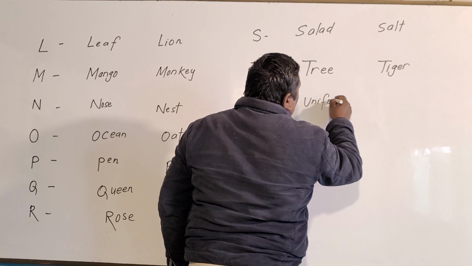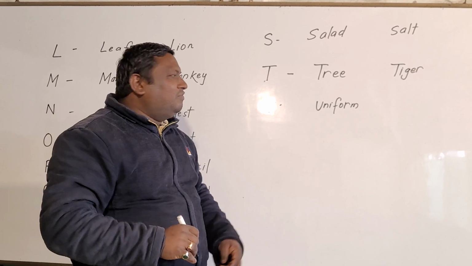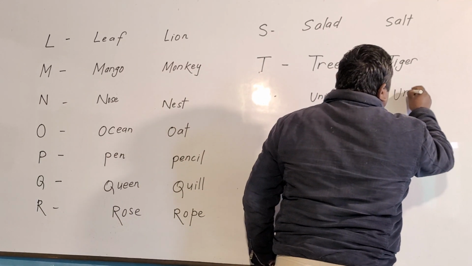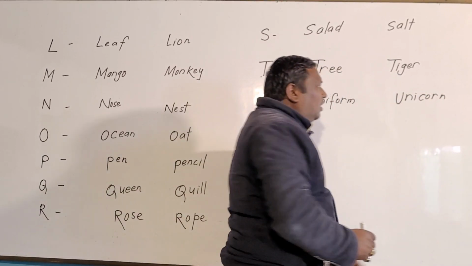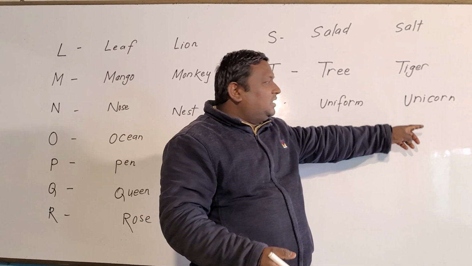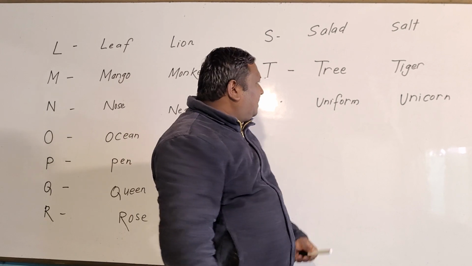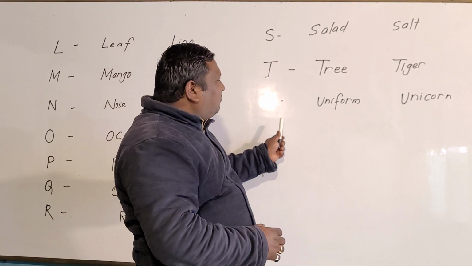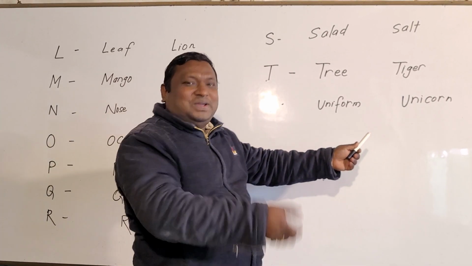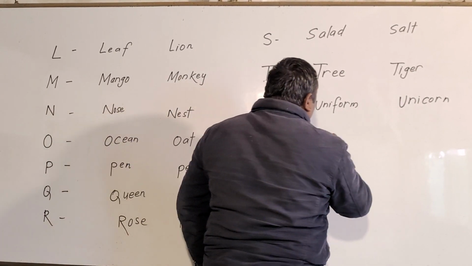Now, U for uniform. How do you come to school? In uniform? Yes, there is a school uniform you wear every day. Uniform, and unicorn. What is unicorn? You know, unicorn is an animal. It looks like a white horse, and there is a long straight horn on the head. That is called unicorn. Right? U for uniform, U for unicorn.